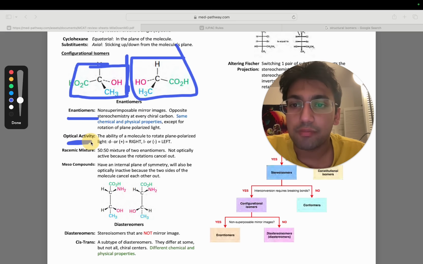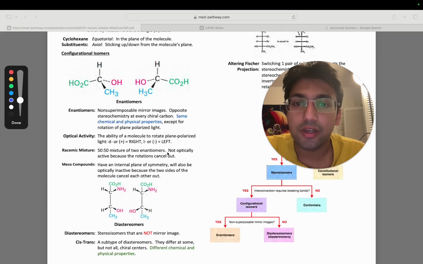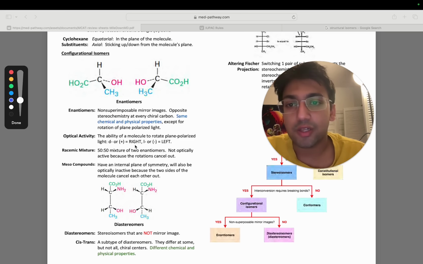Okay, now we have optical activity. You can imagine that if we put light through this, one of them would have the ability to polarize it right, and the other one would be able to polarize it left. This is honestly just a way that we classify which enantiomer we're talking about. Are we talking about the plus enantiomer or the minus enantiomer? The left one or the right one? You can imagine chemists, when they're making a type of medicine and making one type of enantiomer versus another, want to be able to classify it.